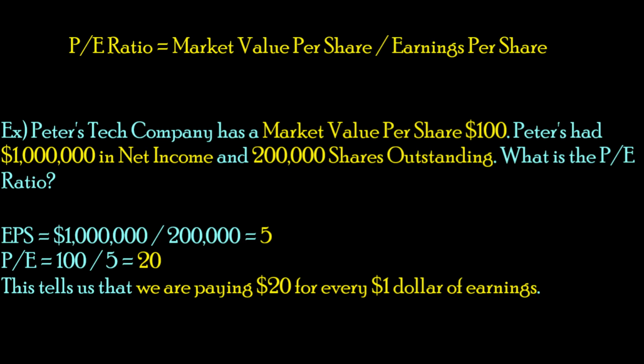First, we have to calculate the EPS, which is just the $1 million in net income divided by the shares outstanding, which equals 5. So the PE just equals the market value per share, which is 100, divided by the earnings per share, which is 5. So this comes out to 20. But what does this 20 mean? So basically it tells us that we're paying $20 for every $1 of earnings.